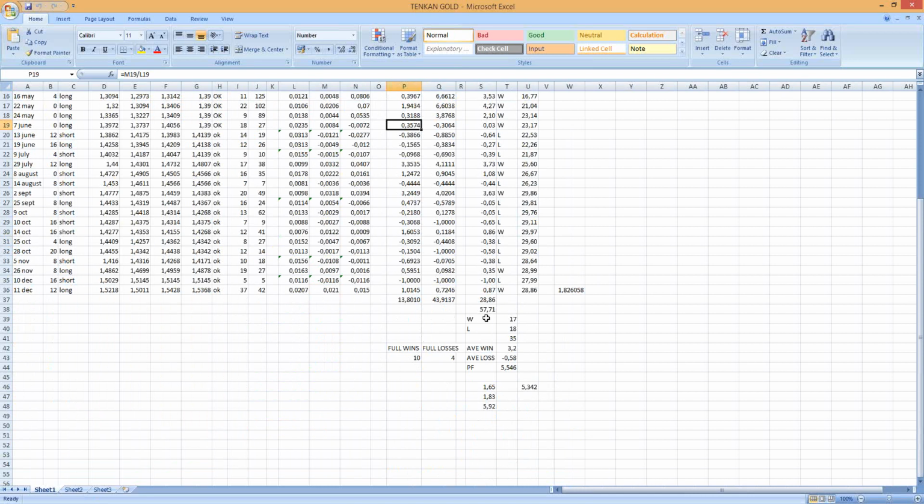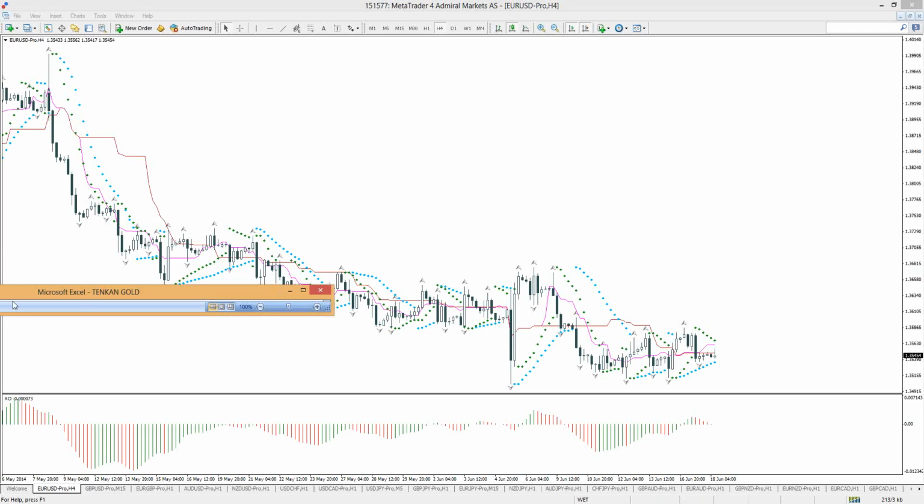Maybe calculated on a different sheet. Okay, well, anyhow, it's about a 50-50 win rate, but the average win is 3.2 and the average loss is 0.6. So it's about a 5.5 profit factor. So that's a lot, obviously.